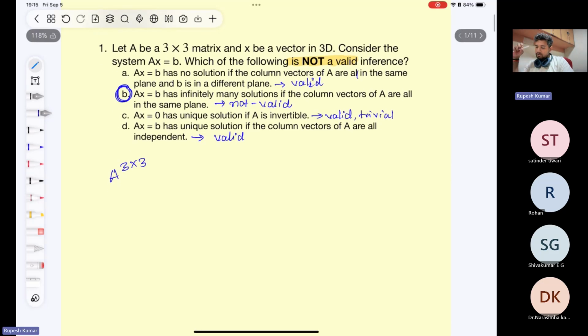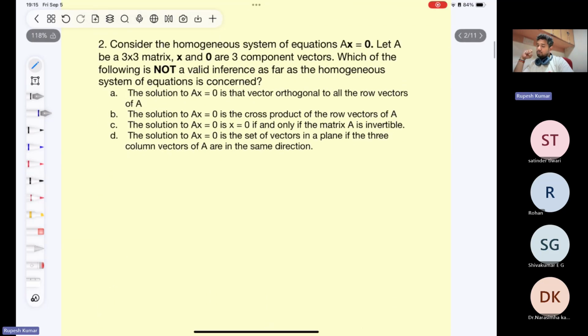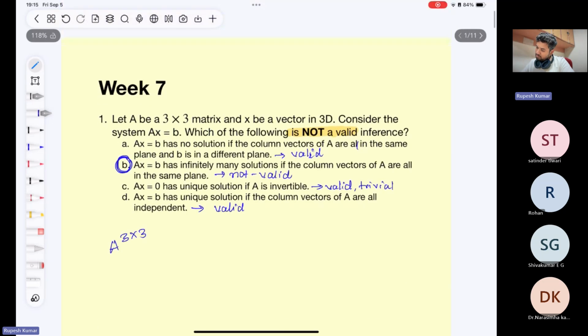So let's move on to the next question. Consider the homogeneous system of equations AX equals 0, right? We are dealing with the homogeneous systems of equations.